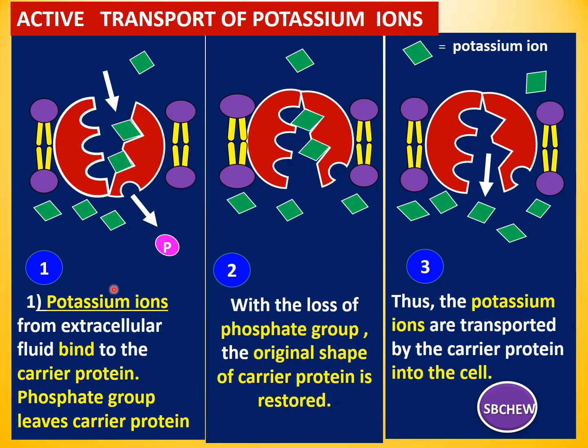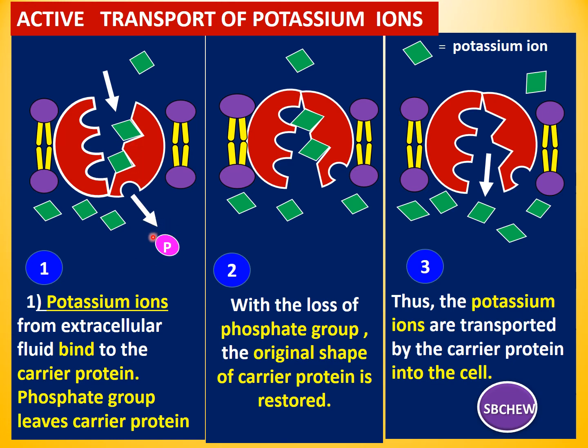The first point is that the potassium ions from the extracellular fluid outside will bind to the carrier protein. And notice that the concentration of potassium ions is lower outside the cell than inside the cell, yet the cell wants to take in more potassium ions, from a region of low concentration to a region of higher concentration in the cell. So potassium ions from extracellular fluid bind to the carrier protein, and then the phosphate group.